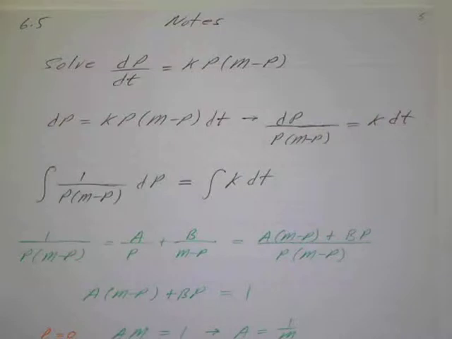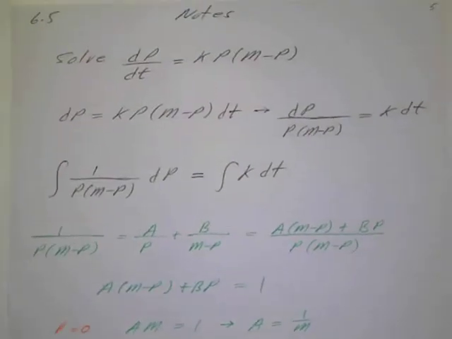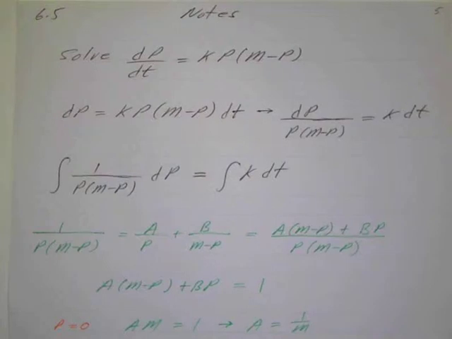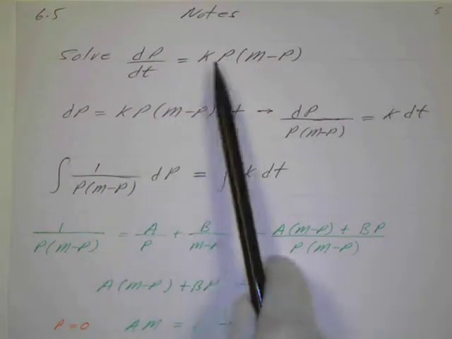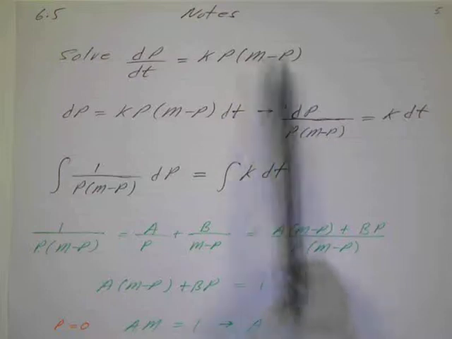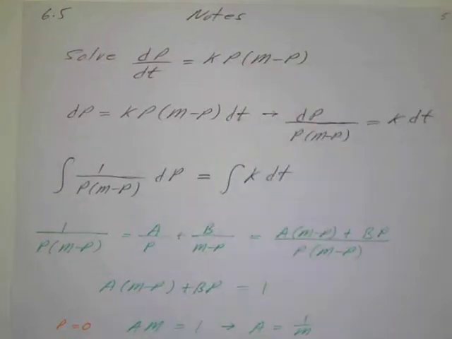We'll try to do some of those a little bit later, but let's just go through this general formula because this is part of your notes for the section. So we have dp/dt equals kp(M minus p). Remember, this is the carrying capacity M, and this is the whole limiting factor.